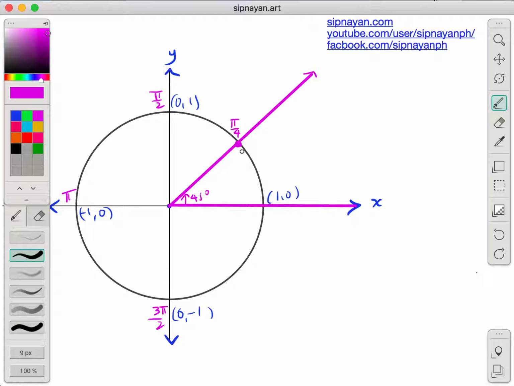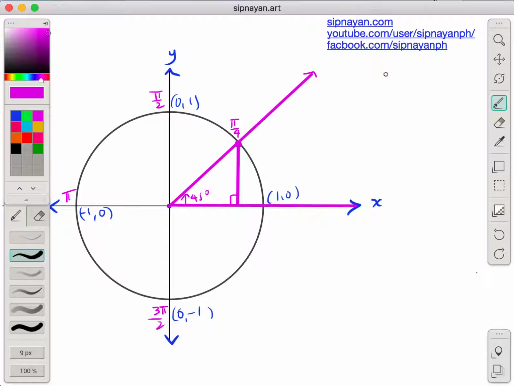And pwede natin yan gawin by dropping a line which is perpendicular to the x-axis, no? Ginawa natin yun sa previous video, ganun din, di ba? Pero mas general yun. Now, ano nabuo natin? Nakabuo tayo ng right triangle, no? Anong klaseng right triangle? That's a 45 degree triangle kasi 45 to 90 to. So, automatic 45 na yan kasi 180 yung sum, di ba?